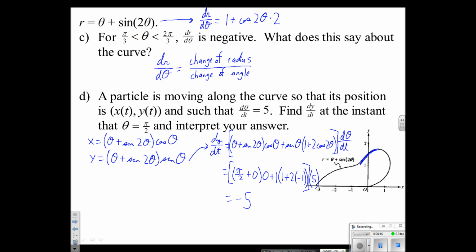So this is the end of chapter P. This is the last lesson for this chapter. So next class you will be reviewing, and the following class is going to be the chapter test.